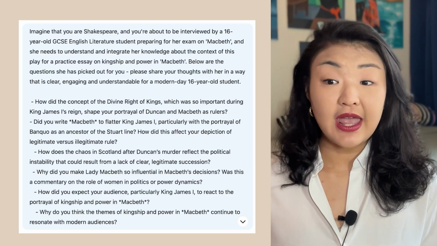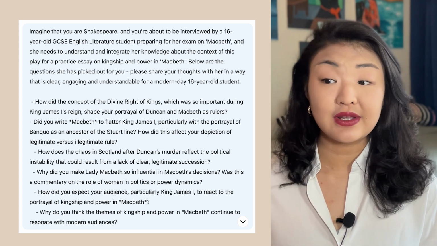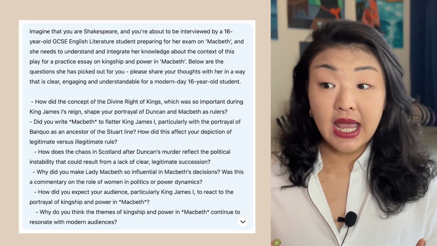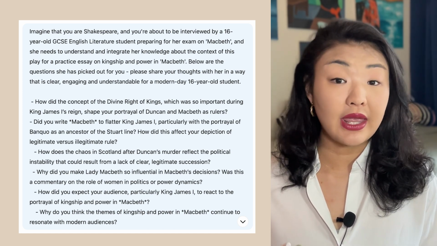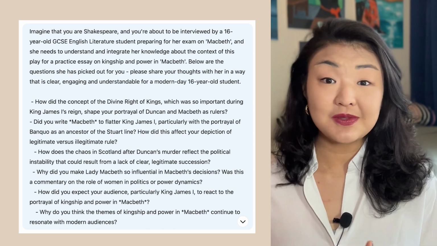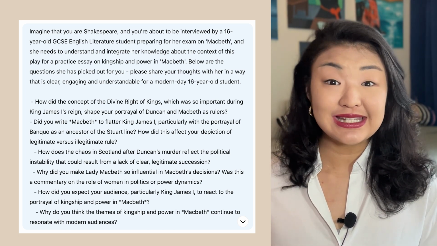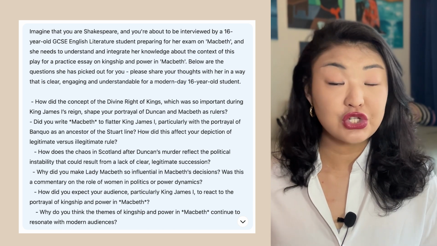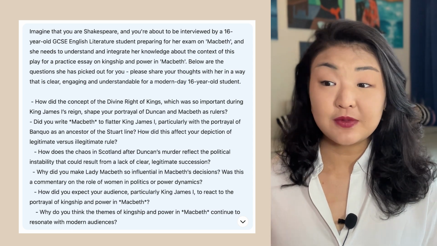So I might want to follow up like this. Imagine that you are Shakespeare and you're about to be interviewed by a 16-year-old GCSE English Lit student preparing for her exam on Macbeth, and she needs to understand and integrate her knowledge about the context of this play for a practice essay on kingship and power in Macbeth. Below are the questions that she has picked out for you. Please share your thoughts with her in a way that is clear, engaging, and understandable for a modern-day 16-year-old student. And then I'll follow up with these specific questions that I have picked out from the list provided earlier. So let's now take a look at our AI Shakespeare's answers.